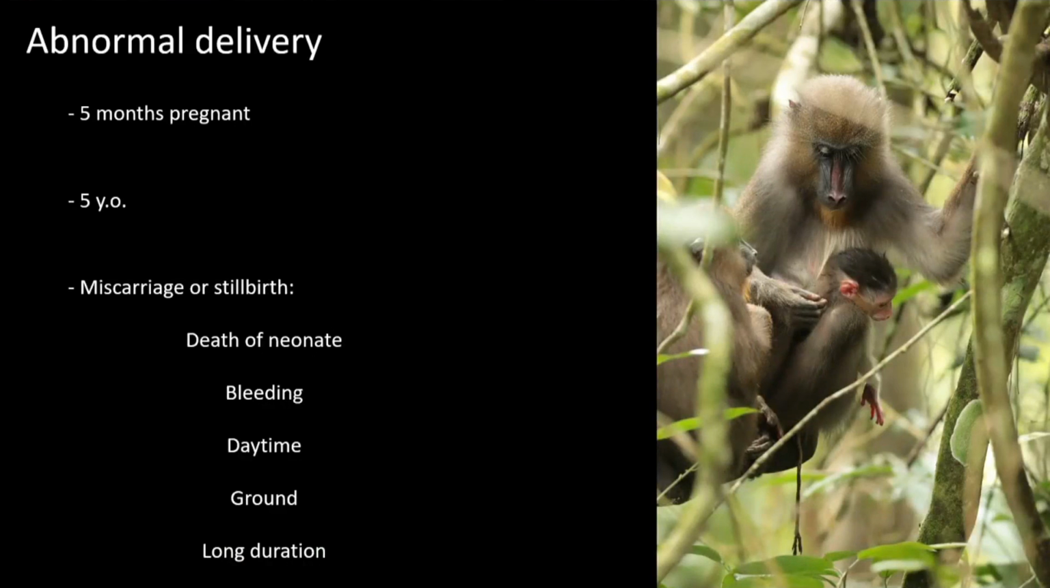First of all, the death of the neonate. Then, she had been bleeding for a month before delivery. And then it also happened at daytime on the ground, and it was very long, so the female was exposed to predation. Mandrills are expected to deliver up in the trees and during the night.